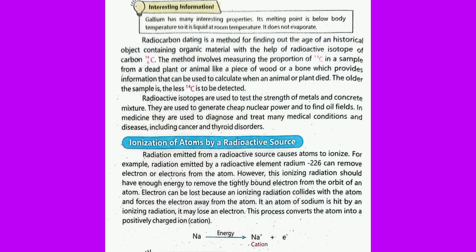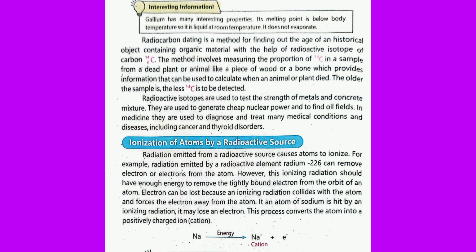Radiocarbon dating is a method for finding out the age of a historical object containing organic material with the help of the radioactive isotope carbon-14. The method involves measuring the properties of carbon-14 in a sample from a dead plant or animal, like a piece of wood or a bone, which provides information that can be used to calculate when the animal or plant died. The older the sample is, the less carbon-14 is to be detected.